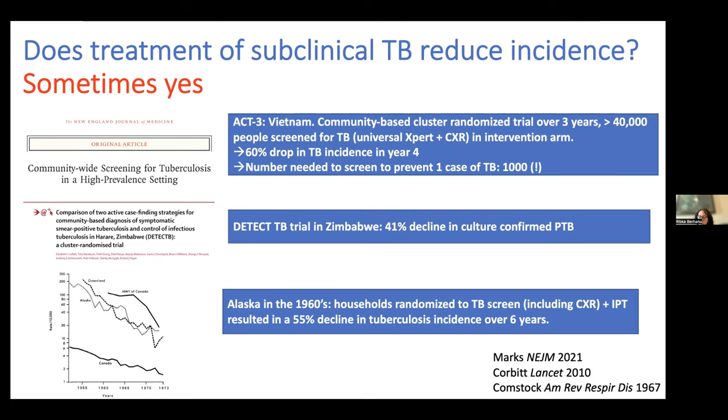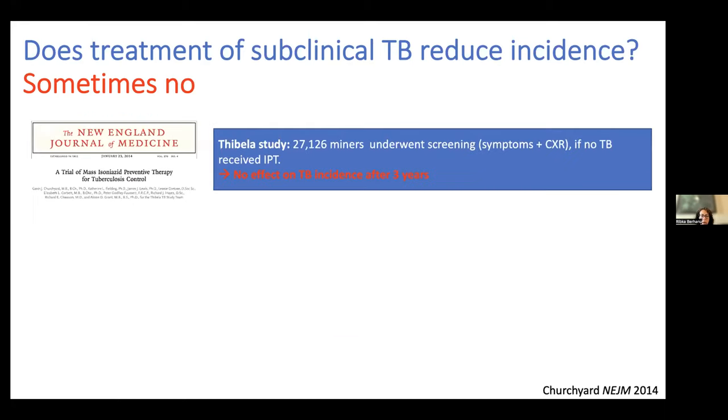And routine testing of communities using X-ray and TB preventive therapy and treatment of subclinical TB did seem to have a population effect. However, when these types of trials were done in other settings, they're not always successful.